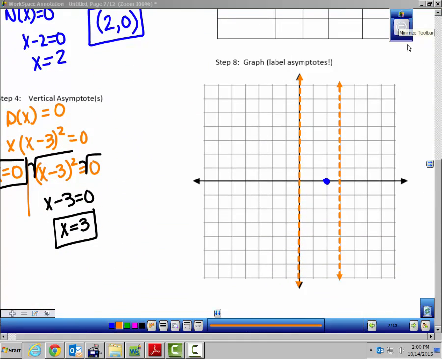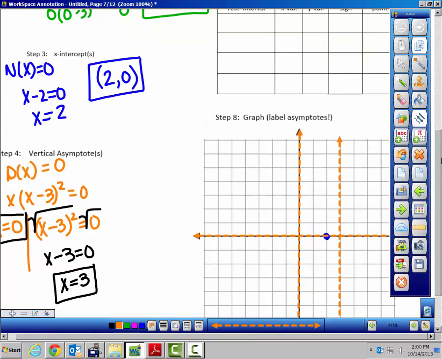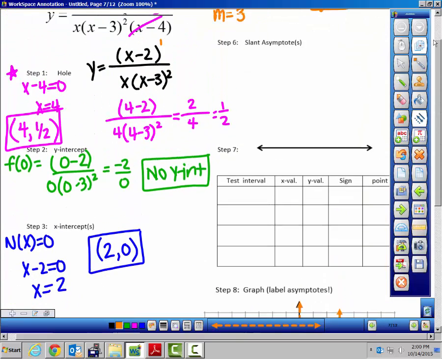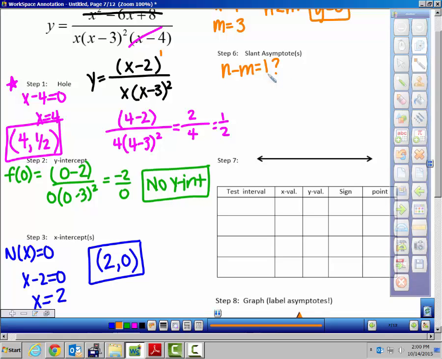So I'm going to go ahead and put that horizontal asymptote on the x-axis, when y is 0. All right, a slant asymptote you only have if n minus m is equal to 1. So you're asking yourself that question. So we said n is 1 and m is 3. That means there is no slant asymptote.